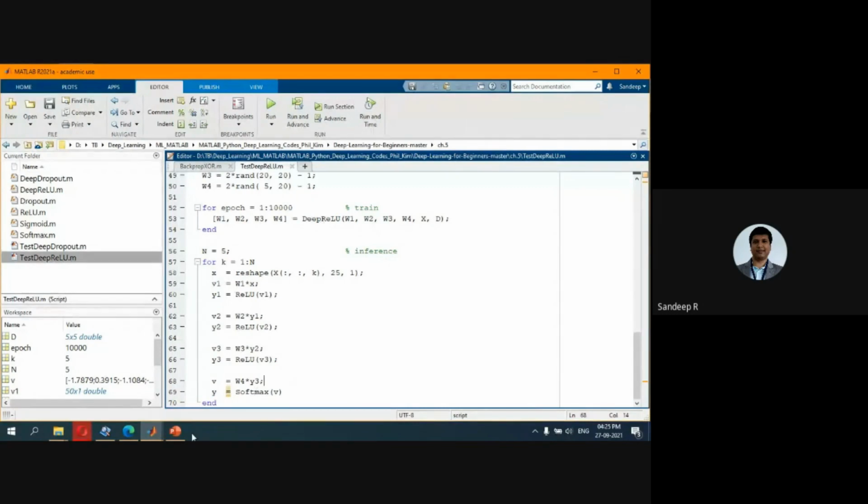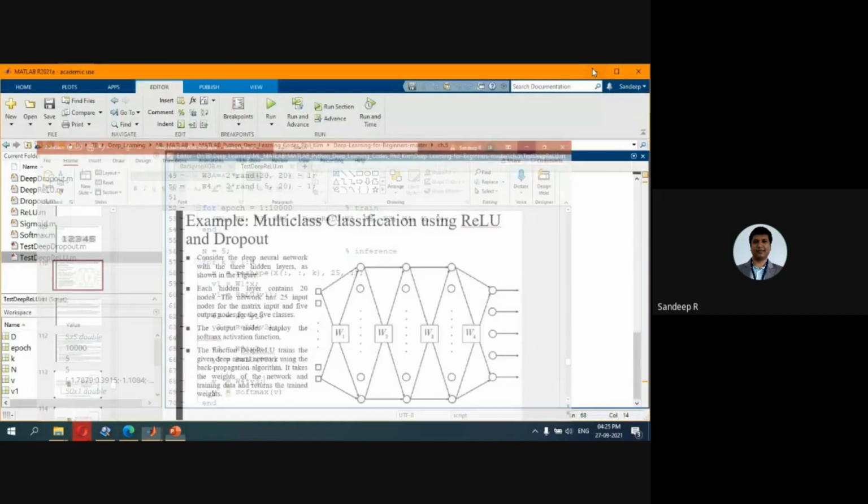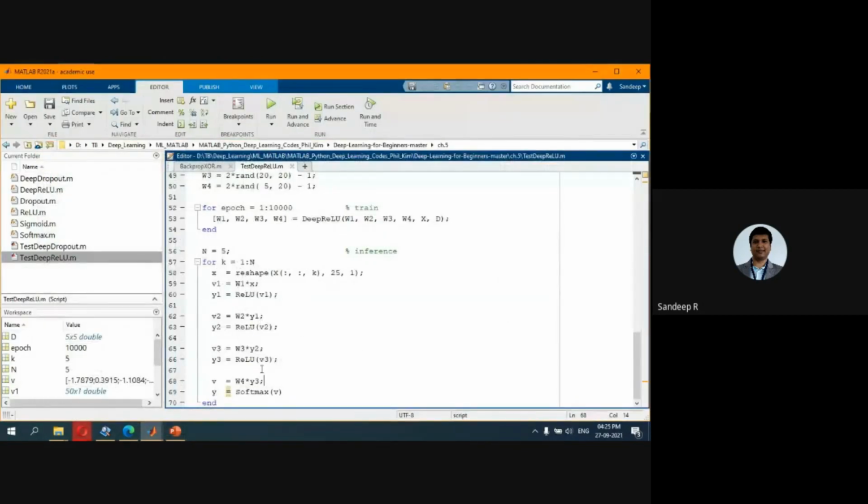When I say inputs to this particular node, it's from the previous stage. Output of this is nothing but input to that. So please don't get confused. It's not like that. So this is what we have got.